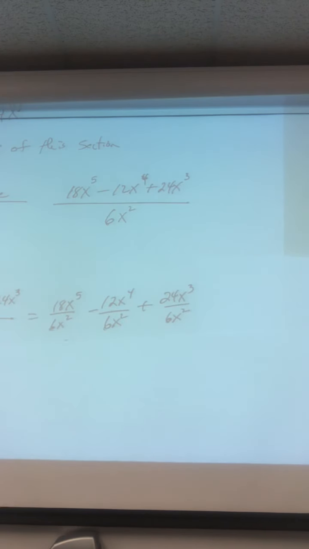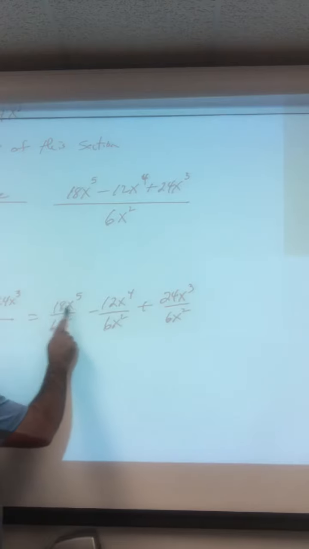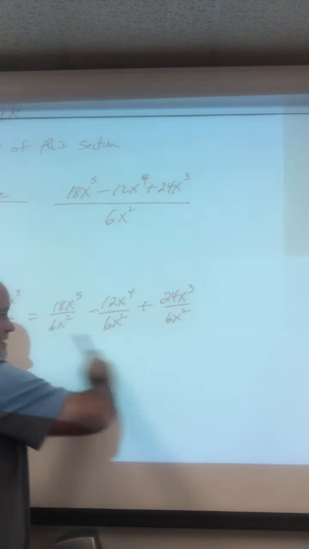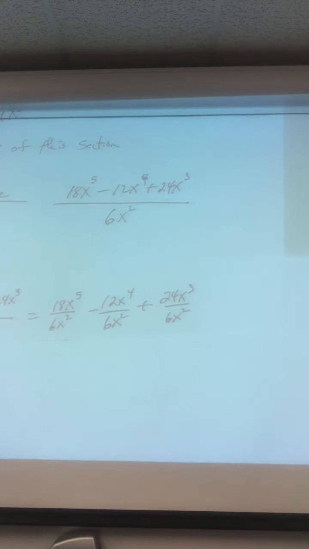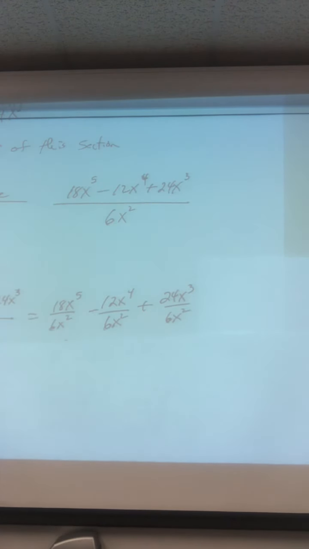Okay, now write that down right here. So what I did is I wrote it as 3 separate fractions, where here's the 3 terms in the top and there's the 1 term in the bottom. This is mathematically equivalent to the original problem. Now divide each one of these separately. Well, that's easy.